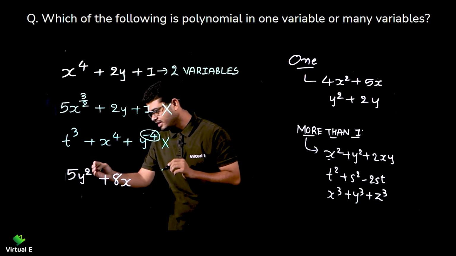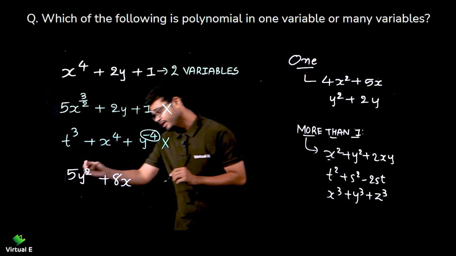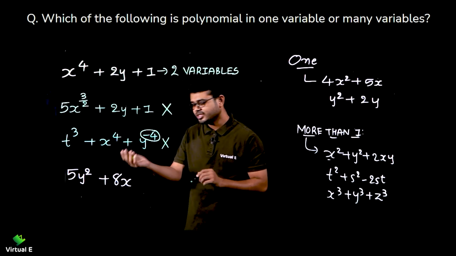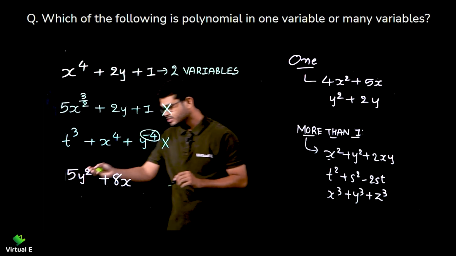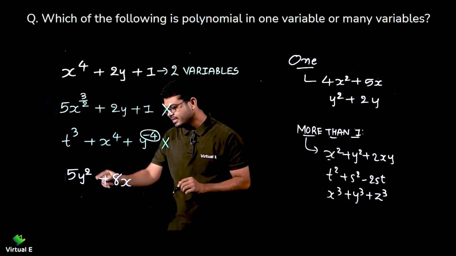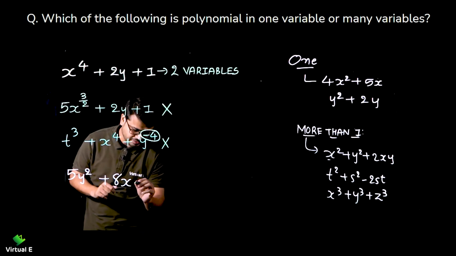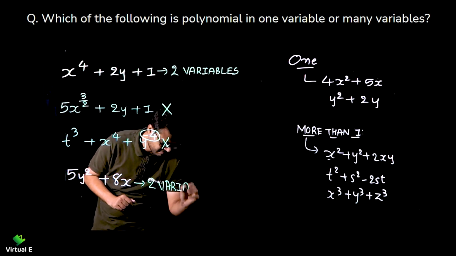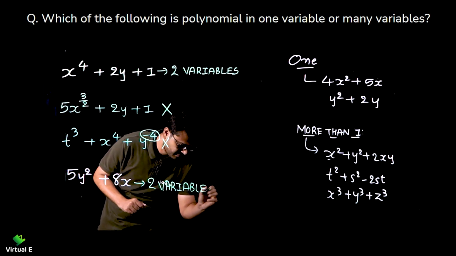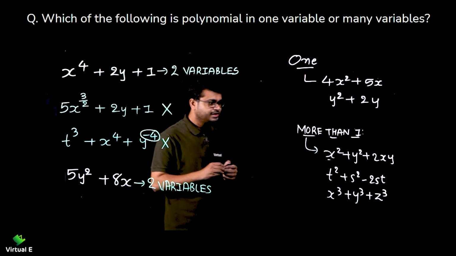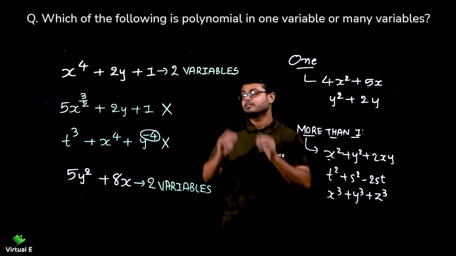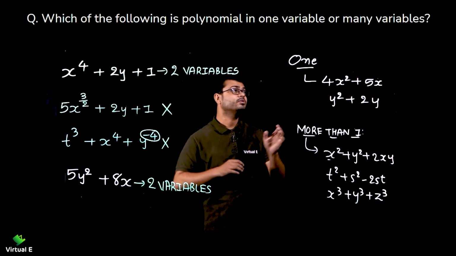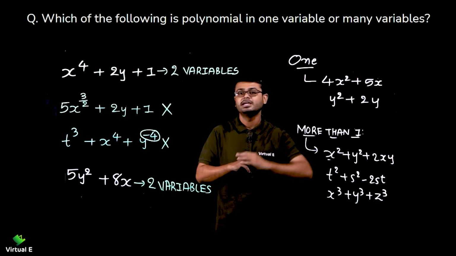Here 5y square plus 8x. Okay, the power of y is positive and an integer, the power of x is nothing, meaning consider it as 1. So this is a polynomial. Now how many variables? There are 2 variables. So let's write 2 variables. So this is how we decide whether a polynomial is in one variable or 2 variables. In this chapter, I repeat, we are only going to discuss the polynomial in one variable.